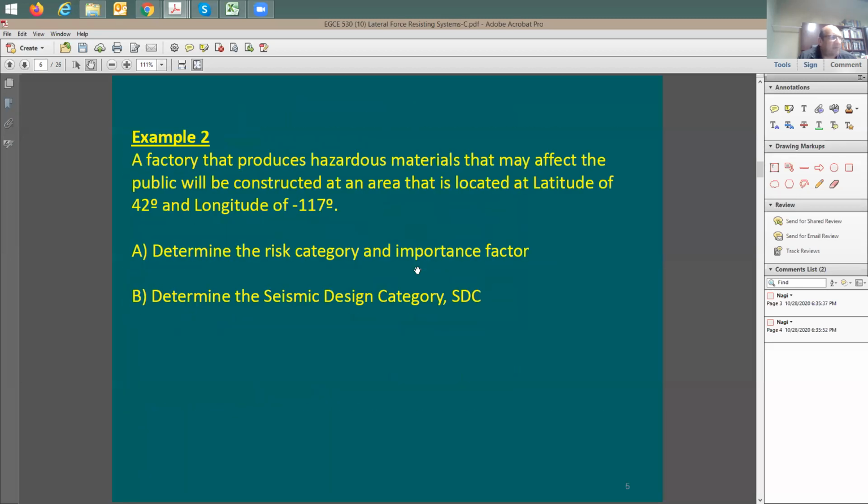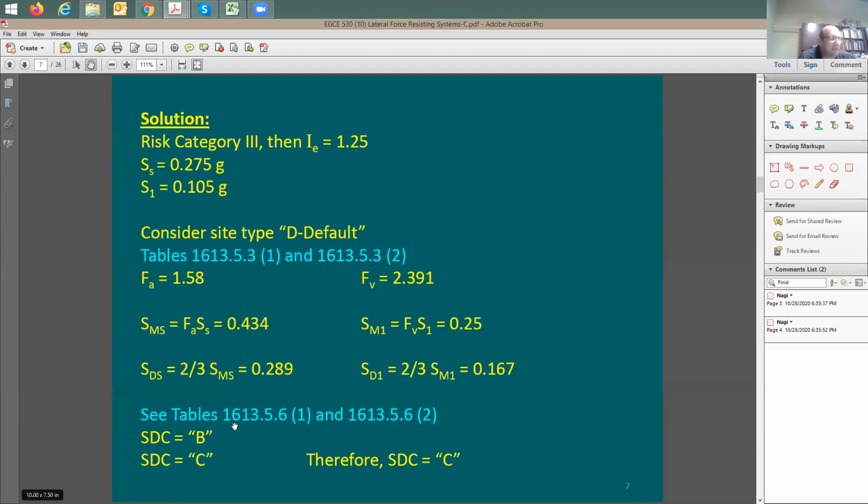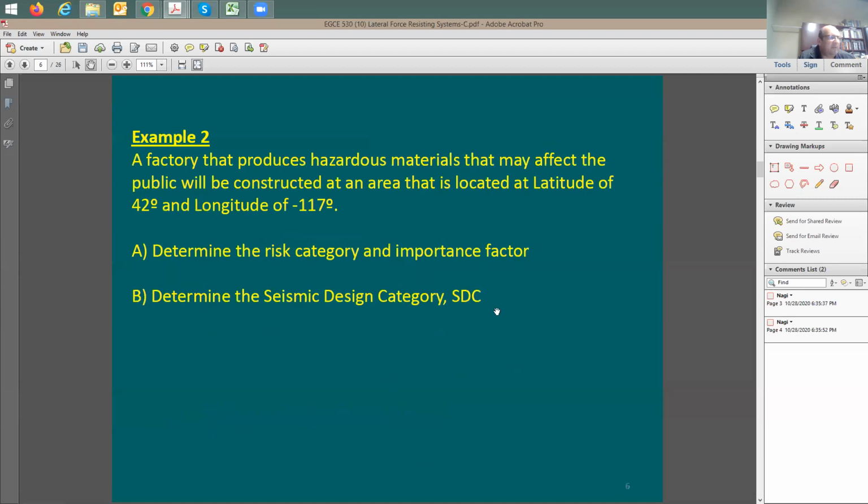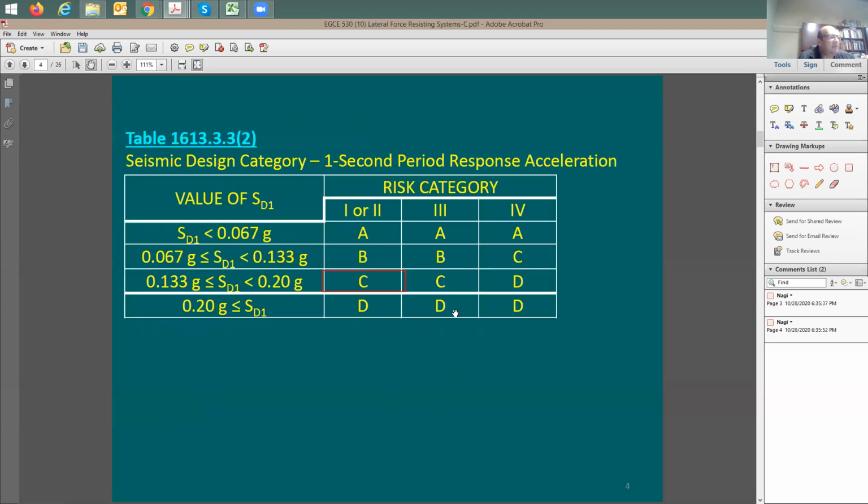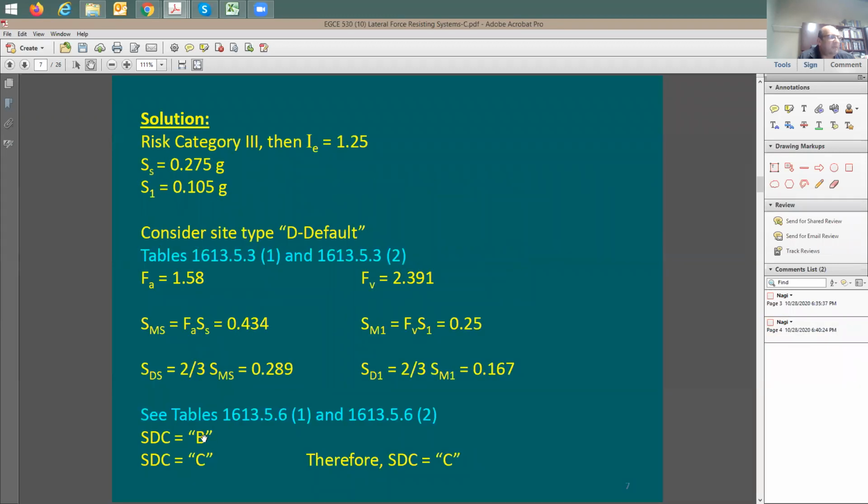Let me see if this is correct or not. They say yes, B. Based on the second table from the SD1, how much is SD1? 0.167. Okay, I'm going to go back here. Yeah, we're looking at the SD1. 0.167 is going to be here. And the risk category is 3. So my size design category is going to be C. So one of them says B, the other one says C. Now which one controls is going to be C. Okay, good.